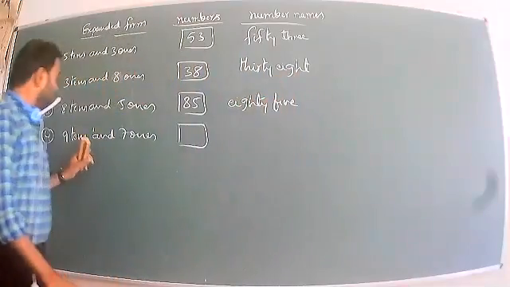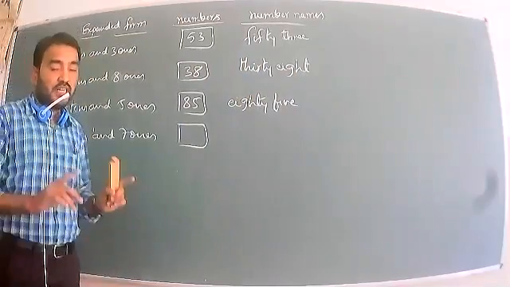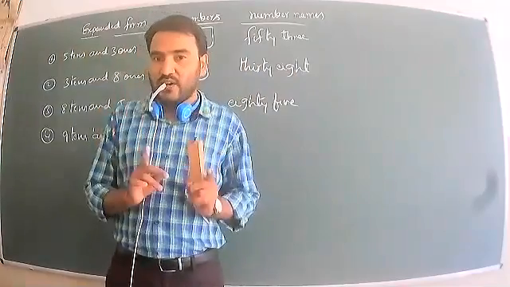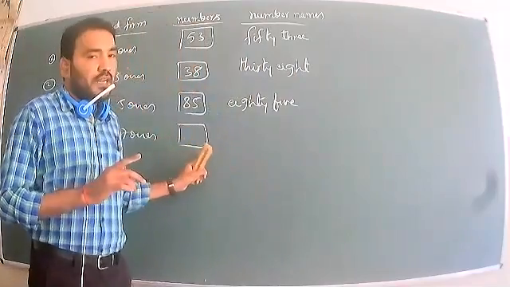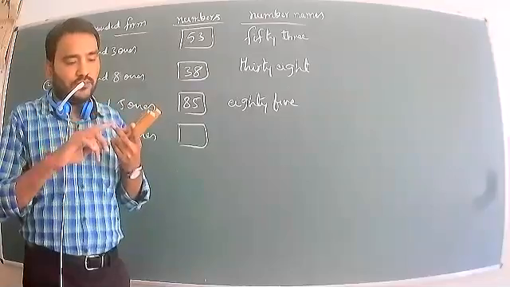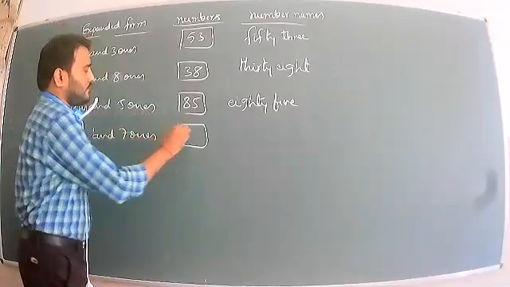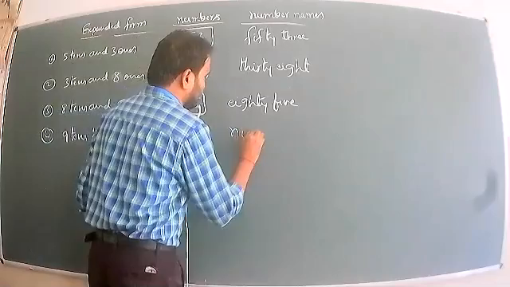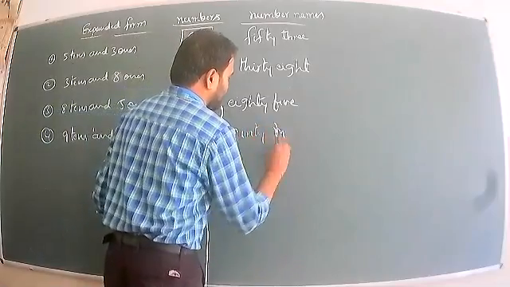Next, 9 tens and 7 ones. 9 tens means 90. Tens means we multiply by 10, or it completes the 10. So 9 tens plus 7: 91, 92, 93, 94, 95, 96, 97. So we should write 97.